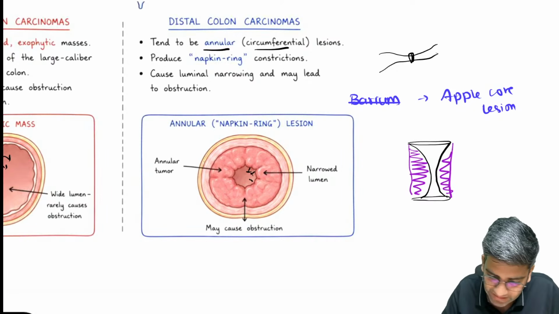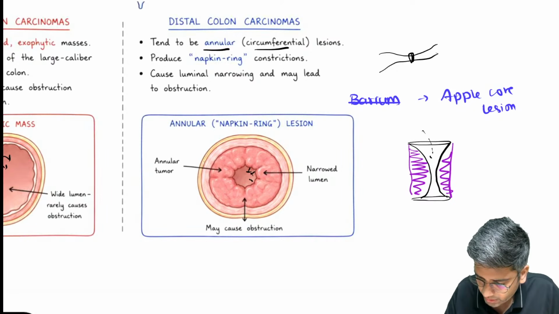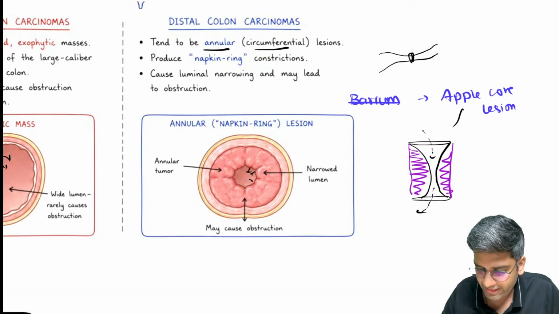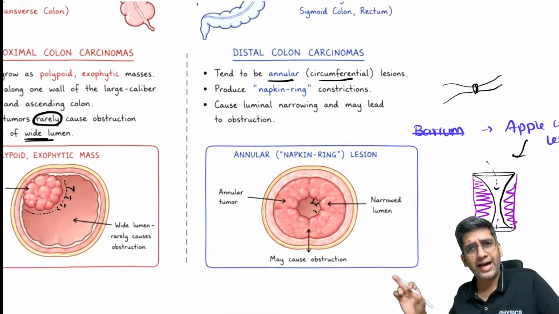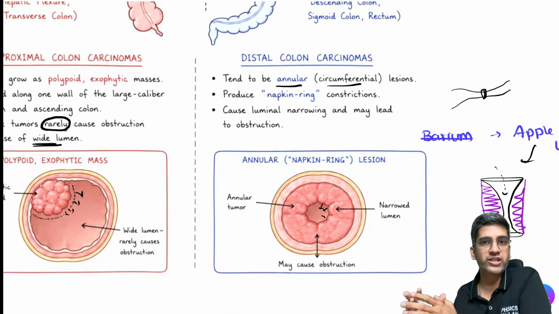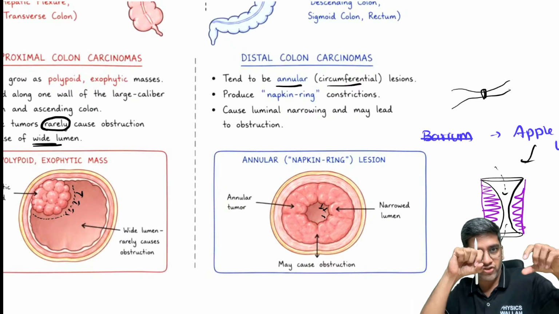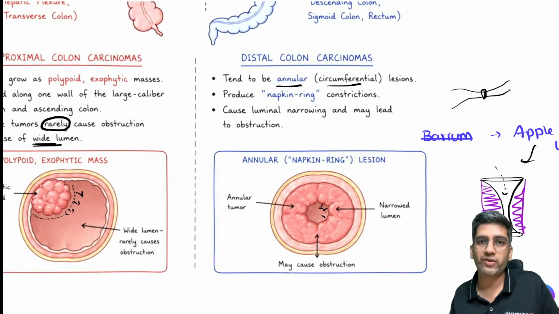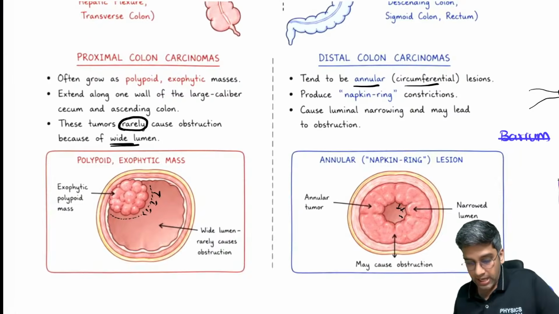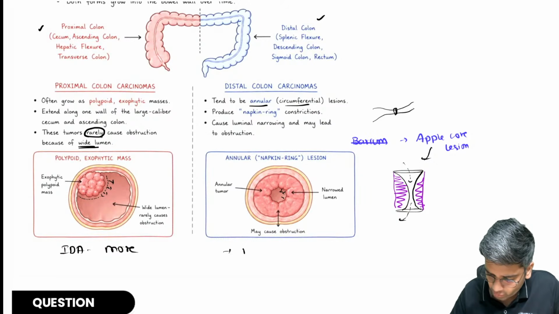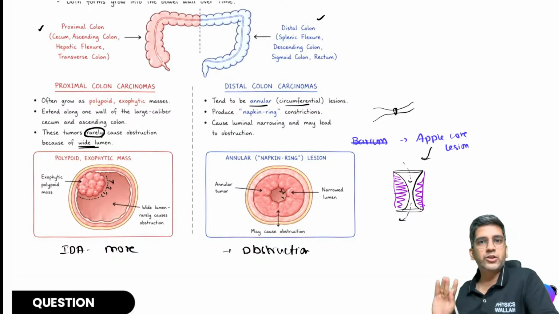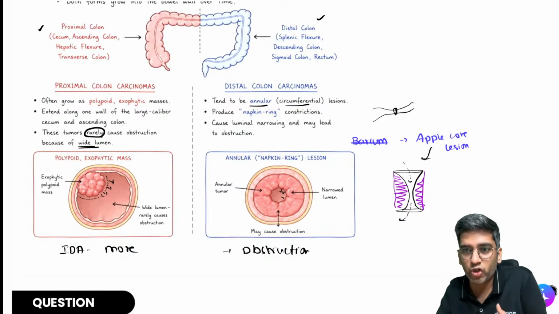And the barium will only pass through this area, which will form a shadow which looks like an apple core, right? A barium study will have an apple core lesion, and it will be napkin ring. Grossly, it's named napkin ring because there's a constriction at the site of the lesion, and on both sides you have a normal colon, and that's how it looks, right? And the probability of this presenting as IDA is slightly more theoretically, and this presents mostly as intestinal obstruction. Okay, so these are the two different changes in your right side and left side colonic cancer.